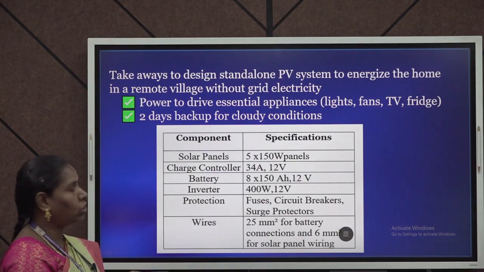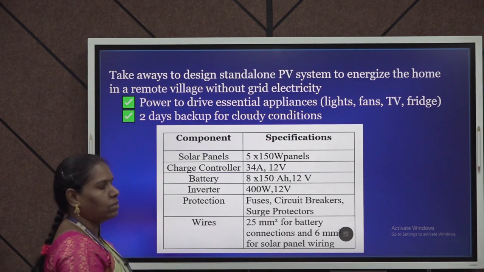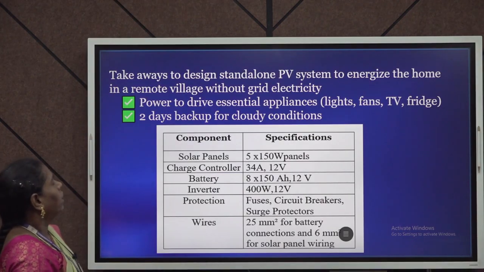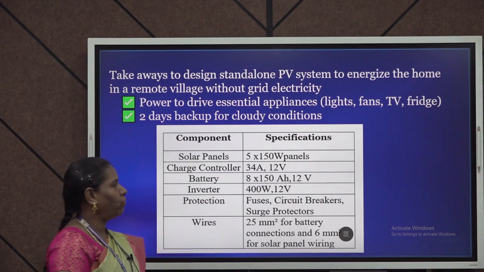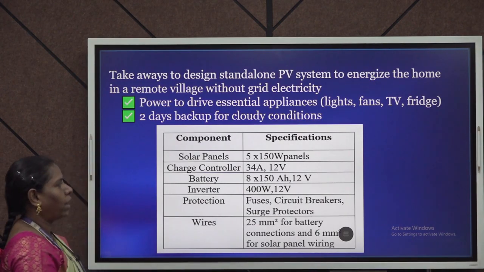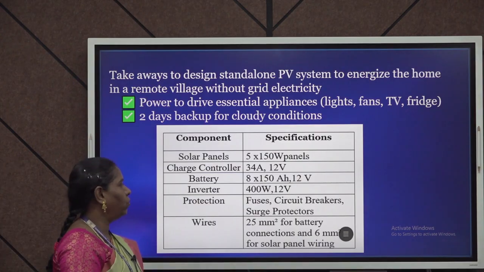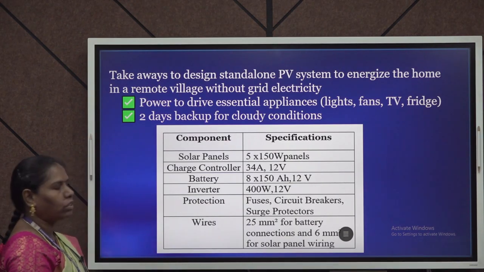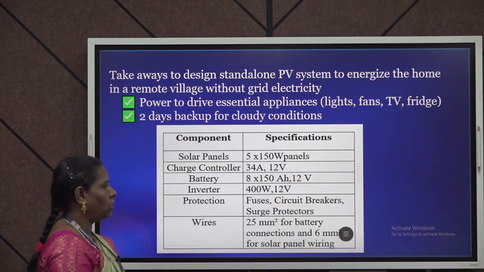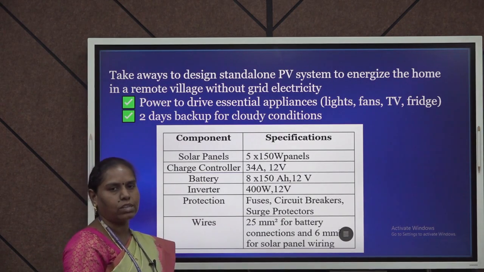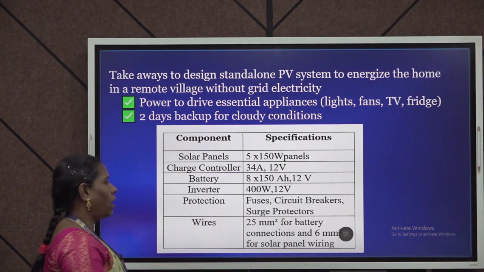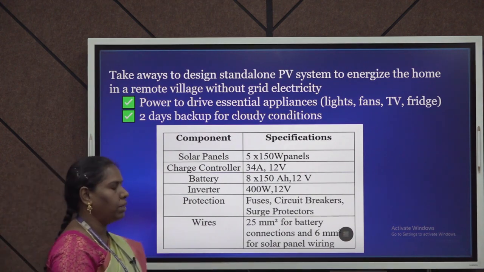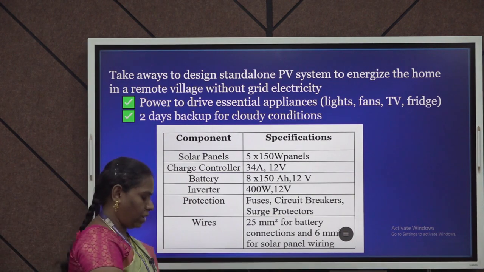So in conclusion, to design a solar PV system to energize home appliances, like our case study, we need 150 watt solar panels, a charge controller of 34 amps and 12 volt, 150 amp hour batteries with a voltage rating of 12 volt, and an inverter of 400 watts and 12 volt. For protection, we need fuses, circuit breakers, surge protectors, and wires of 25 millimeter square for battery connections and 6 millimeter square for solar panel wiring.